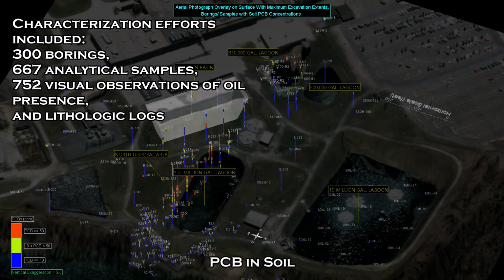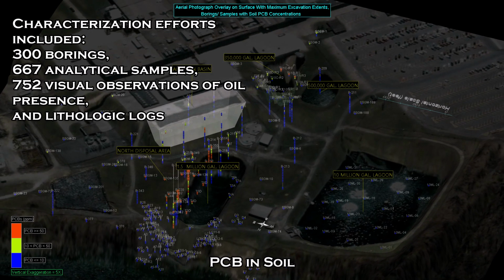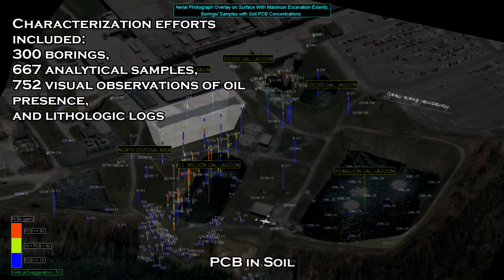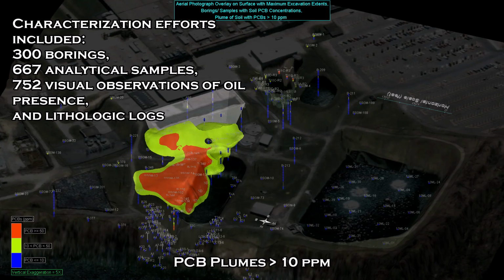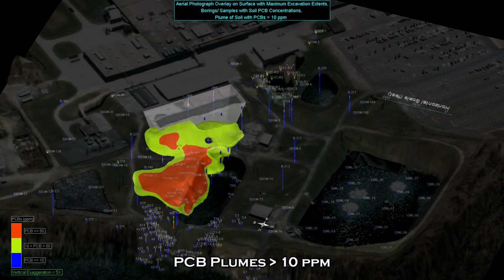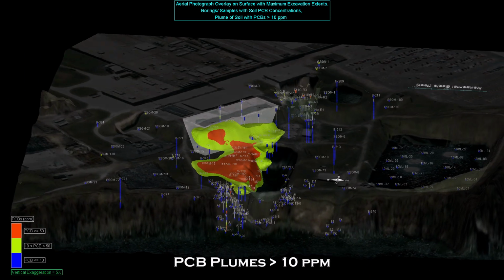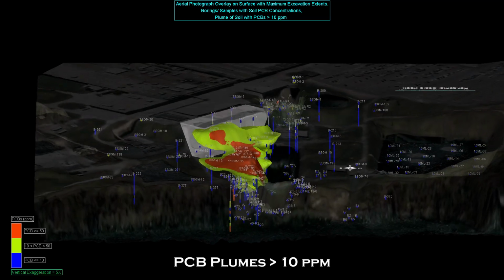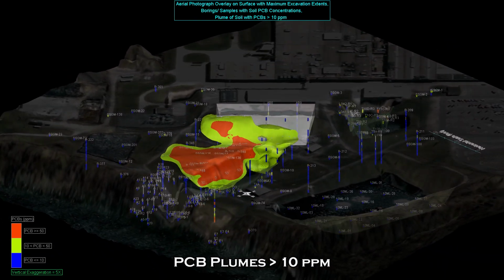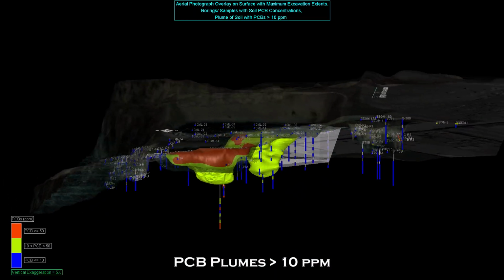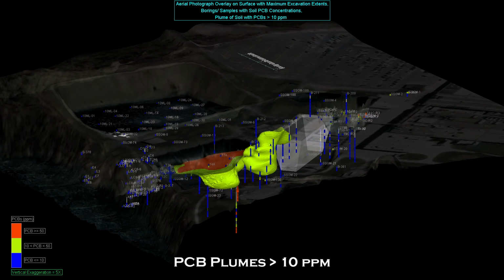A large body of data was collected from over 300 borings consisting of analytical samples, visual observations of oil, and lithologic logs. EVS was selected to serve as the spatial decision support platform. Sample results were continuously loaded into the 3D visual database as field efforts progressed, enabling real-time delineation of plume geometry and minimizing the number of additional borings required.